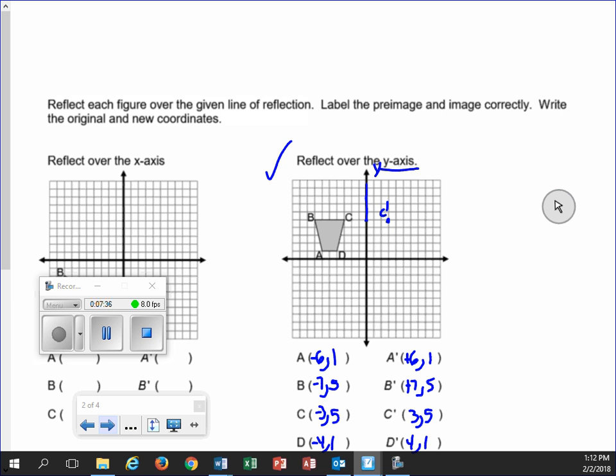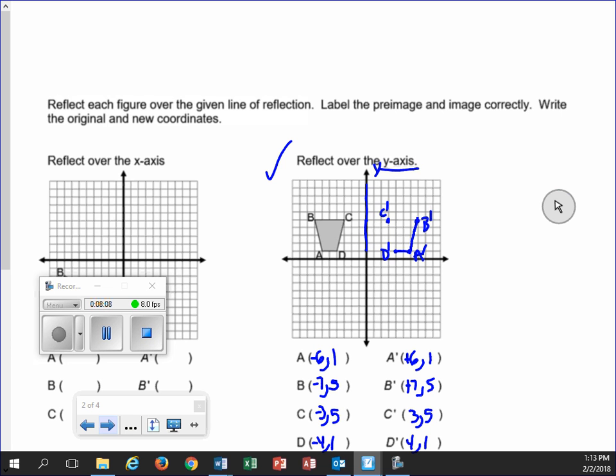And I see another point. I go 1, 2, 3, 4, 5, 6, 7, and that is my B prime. Here I have A and D, so I come all the way down till I hit the point, and I go over 1, 2, 3, 4. That's D prime, and then I go over 1, 2, 3, 4, 5, 6 right there. And we connect the dots.